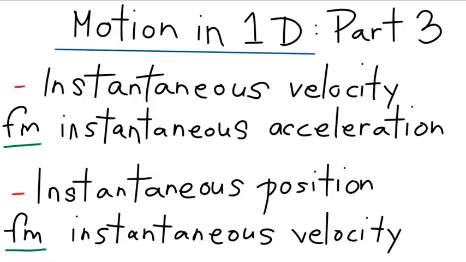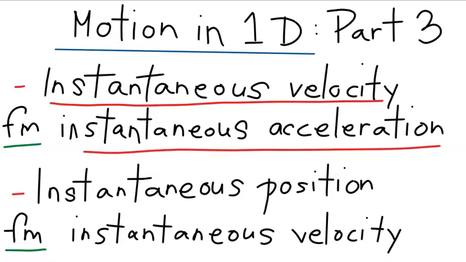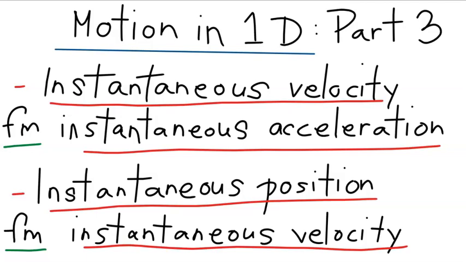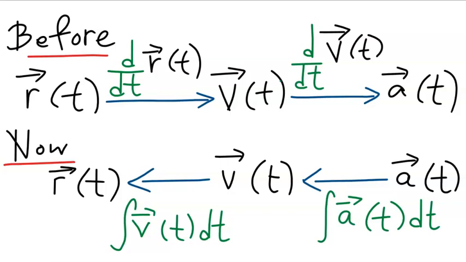In today's video, we will explain how to calculate instantaneous velocity from instantaneous acceleration, and then instantaneous position vector from instantaneous velocity. We shall restrict our discussion to one-dimensional motion. Now, in our previous video, when we calculated the instantaneous velocity and acceleration from the position vector, we had to do successive differentiation of that position vector.